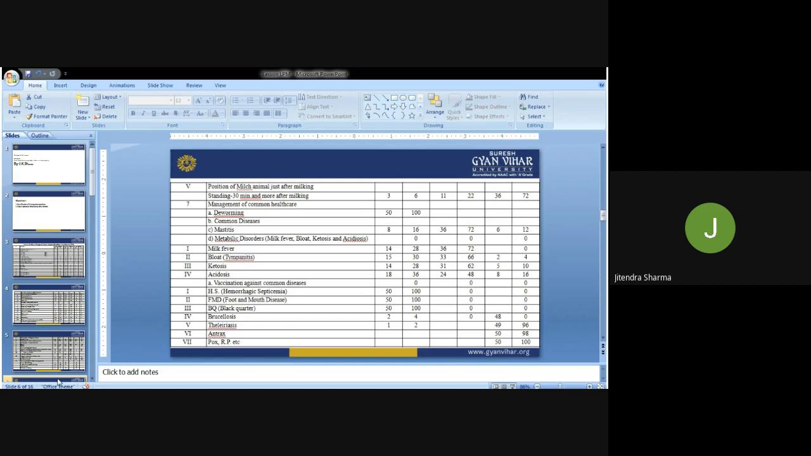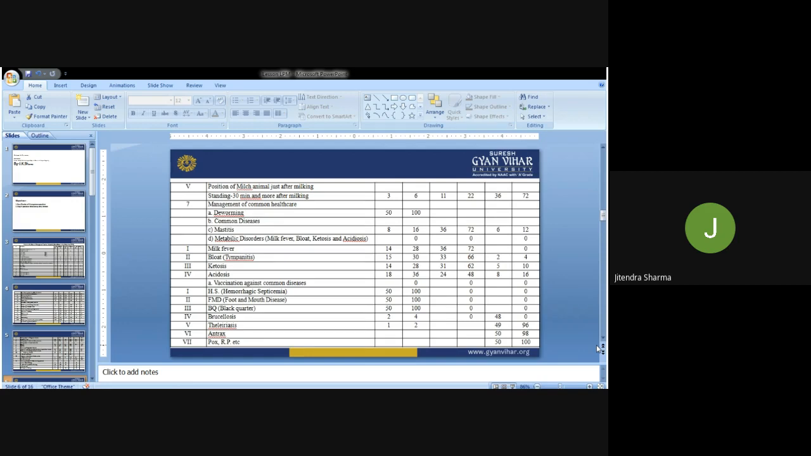The milking, this is also a very important management practice, whether the farmers are following it or not. It is very important for reducing the possibility of mastitis that the milk animal keeps standing for 30 minutes or more after milking. Only 6% of dairy owners, because they are progressive farmers, have this information and follow this practice.